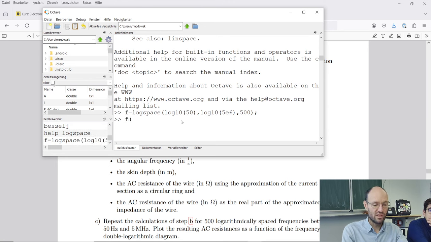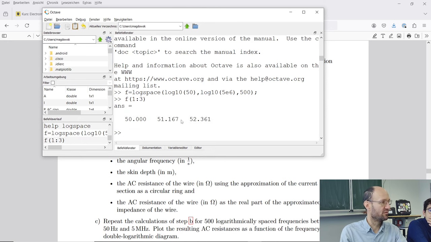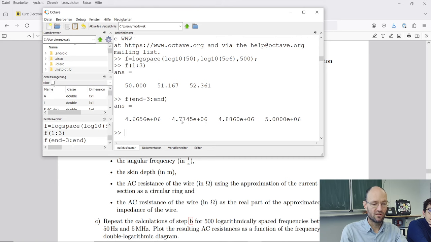So if I check, let's say, the first three values, okay, it's starting with 50 and it's going up. And if I check the end minus 3 until end, the last four values, then we see it's still going up and the last value is 5 megahertz. So it perfectly makes sense.